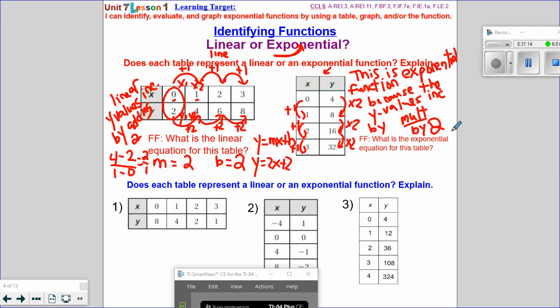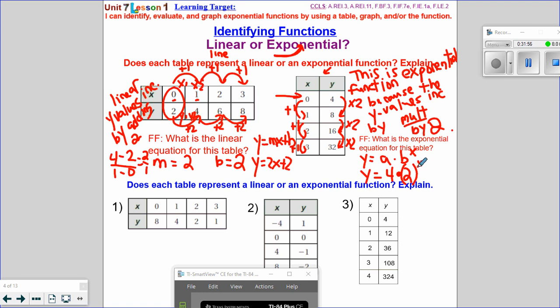All right. So what is the exponential equation for this table? Well, remember, an exponential equation is y equals a times b to the x power. And you remember what we said the first number is? The first number is the y-intercept. There it is: 0, 4. So y equals, the a is that y-intercept, the initial value, times whatever is being multiplied. It's going by times 2, times 2, times 2. So it's 2, and then to the x power.